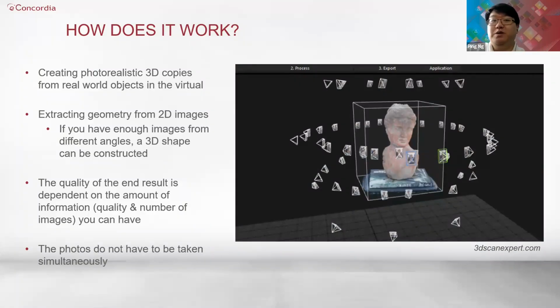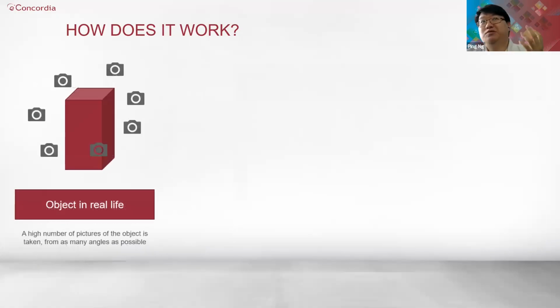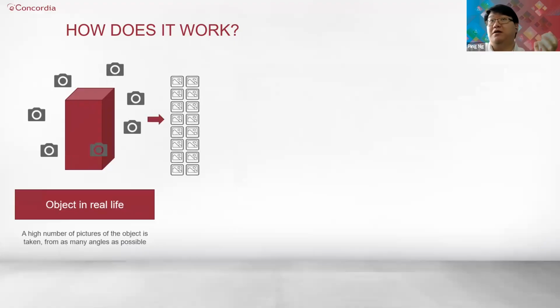If we want to break it down into a more conceptual, abstract way of looking at it, this is roughly what the flow is like. You have an object in real life that you would like to photogrammetry. You go around it, you take a lot of pictures from as many angles as you can, and with the highest quality of pictures that you can get. So what you end up having is a large stack of pictures, a lot of it.